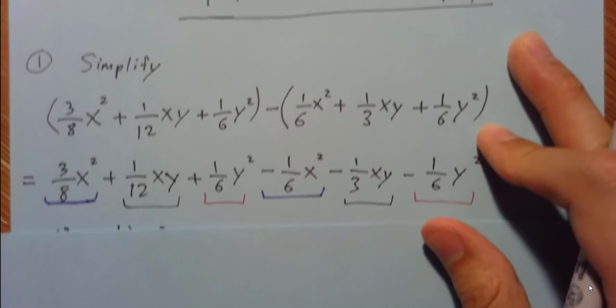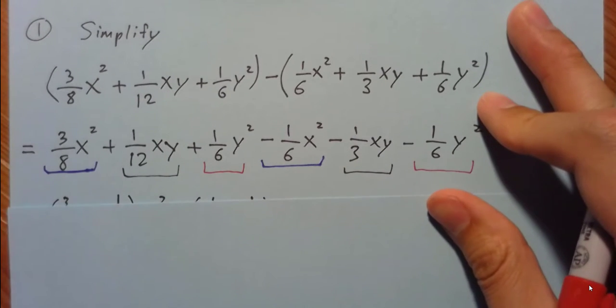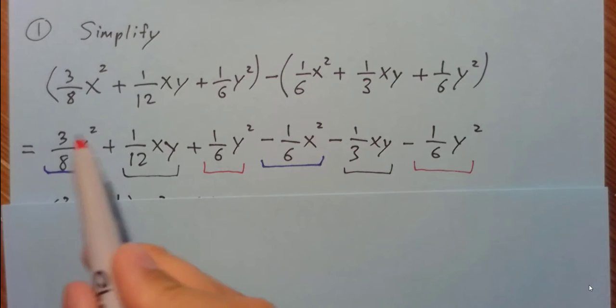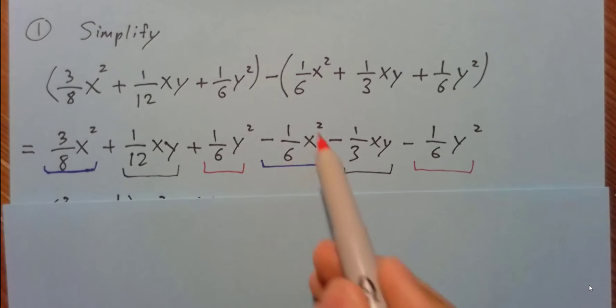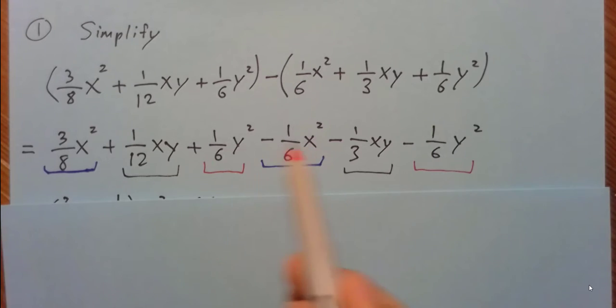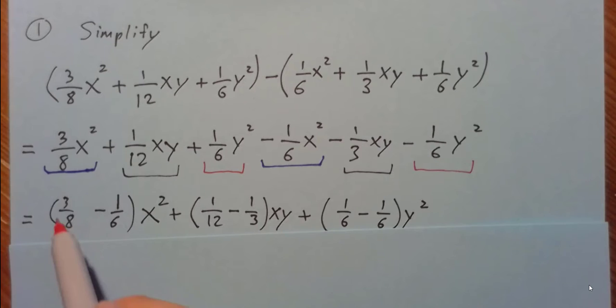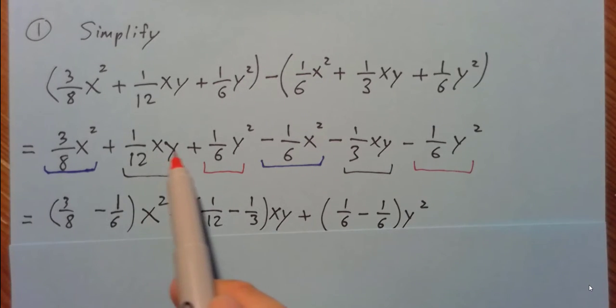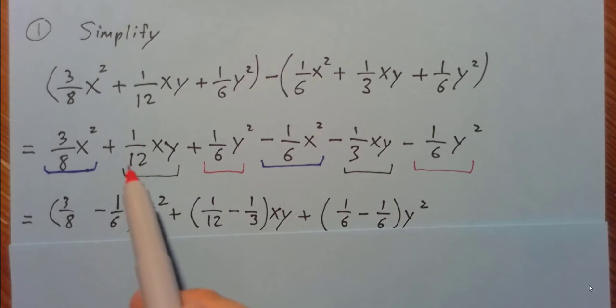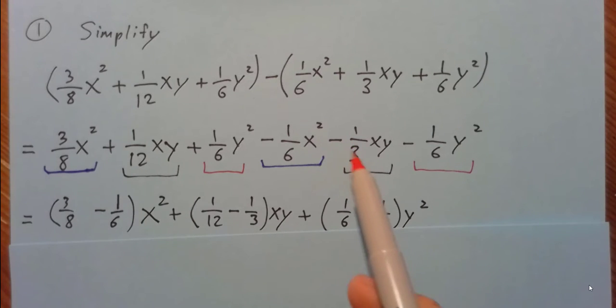And then the next step is we need to combine the like terms. We see that the x squared and this x squared have the same like term, the x squared. All we do is combine the coefficients 3/8 minus 1/6 together for x squared. The second like term is the xy and xy. So I bring the xy, and I combine the coefficients 1/12 minus 1/3 together for xy.